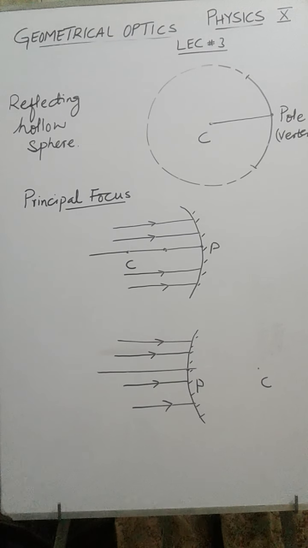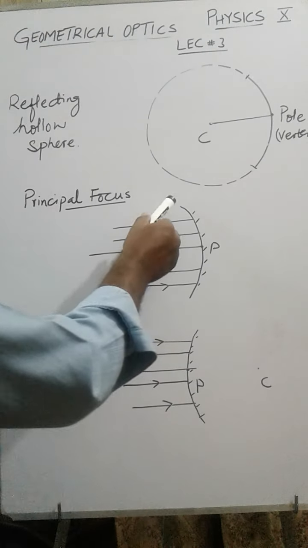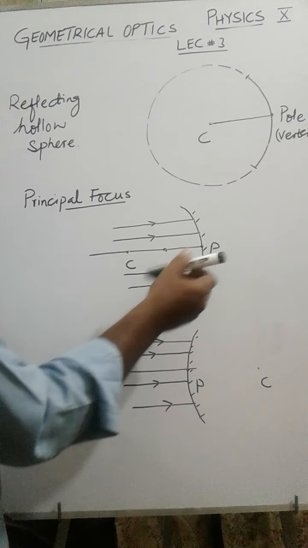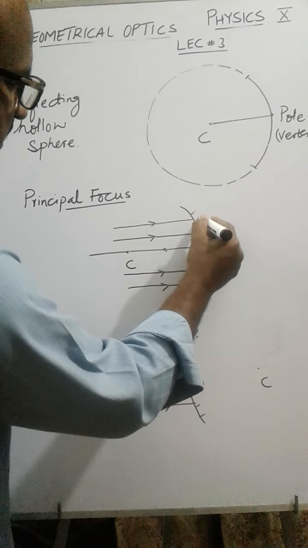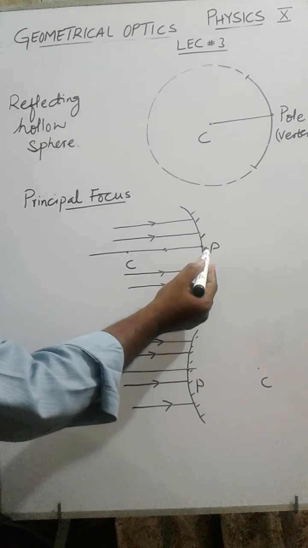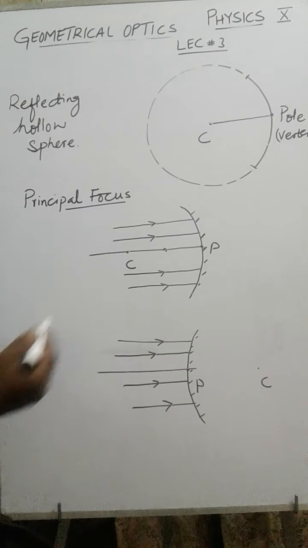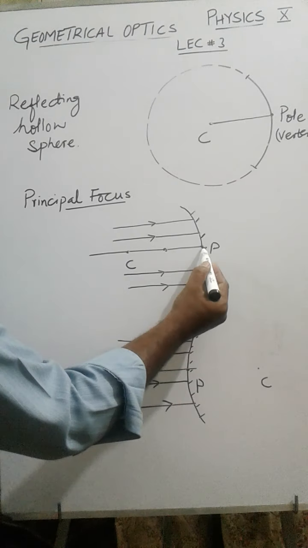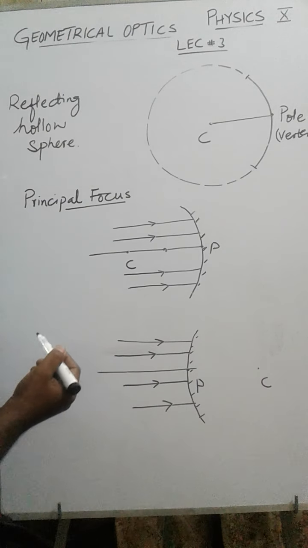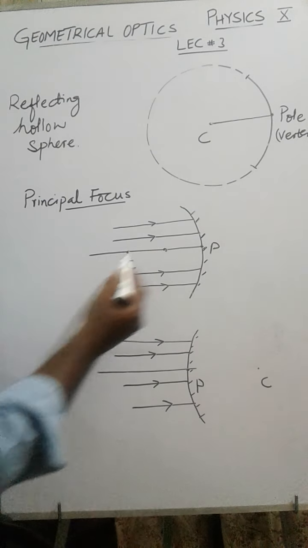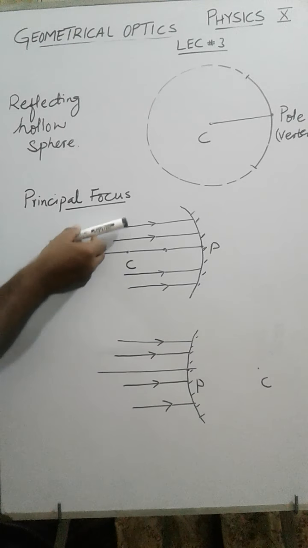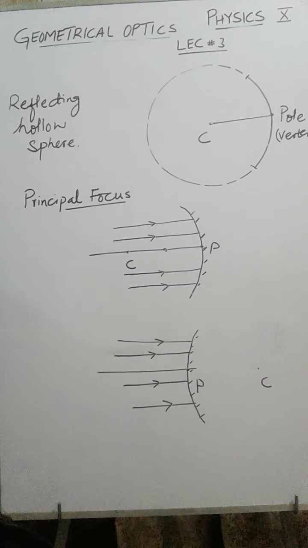Now I have shown over here a concave mirror. This is the outer surface. These lines show that this surface is opaque and the inner surface is reflecting. Now this is the pole, this is the center of curvature, and this is the principal axis. Now these are the lines which are parallel to this principal axis.